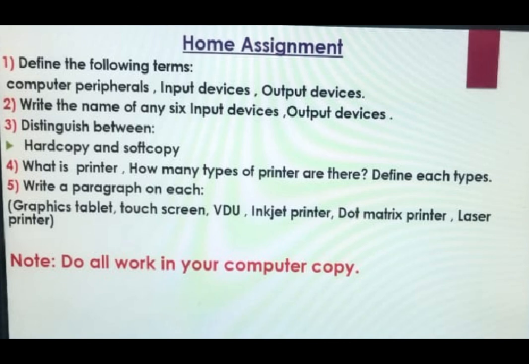Distinguish between hard copy and soft copy. Hard copy: the printed result that we get on paper is called a hard copy. The result we see on a monitor screen is called a soft copy. What is a printer? Write the definition of a printer. A printer is an output device. A printer produces output in a permanent readable form on a physical medium like paper or a transparent film. The printed output is called a hard copy.